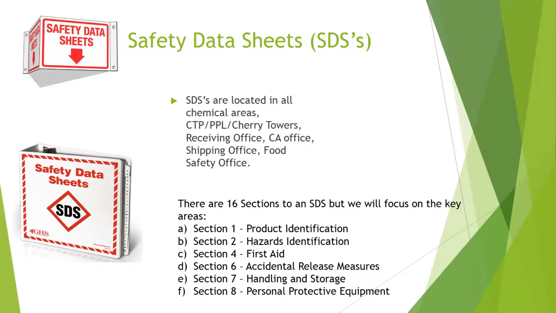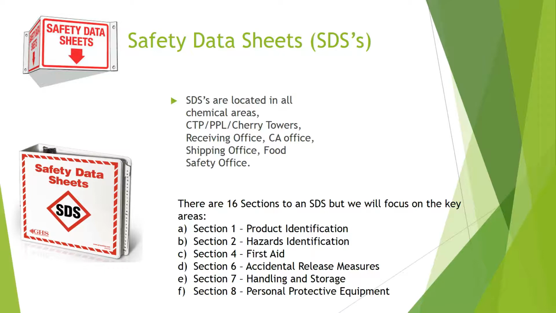Section 1, Product Identification. That tells us the name of the product, the company name, and the emergency phone number. Section 2, Hazards Identification. That gives you precautionary statements and pictographs of their associated hazards. Section 4, First Aid. That gives you directions on what to do if someone is exposed. Section 6, the Accidental Release Measures. Those are emergency procedures in case of a spill or release.